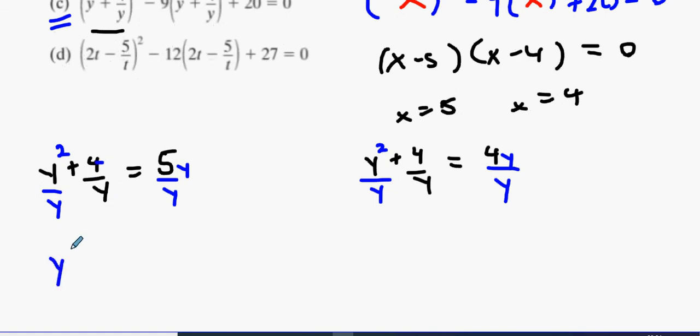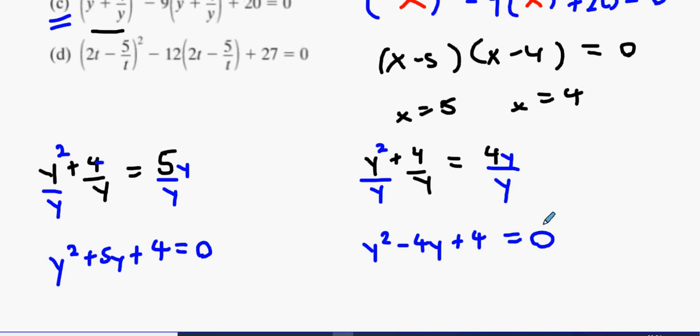It's going to be y squared plus 5y plus 4 equals 0. The other one's going to be y squared minus 4y plus 4 equals 0. How many people got those two specific equations? Okay, we're starting to run out of people now.